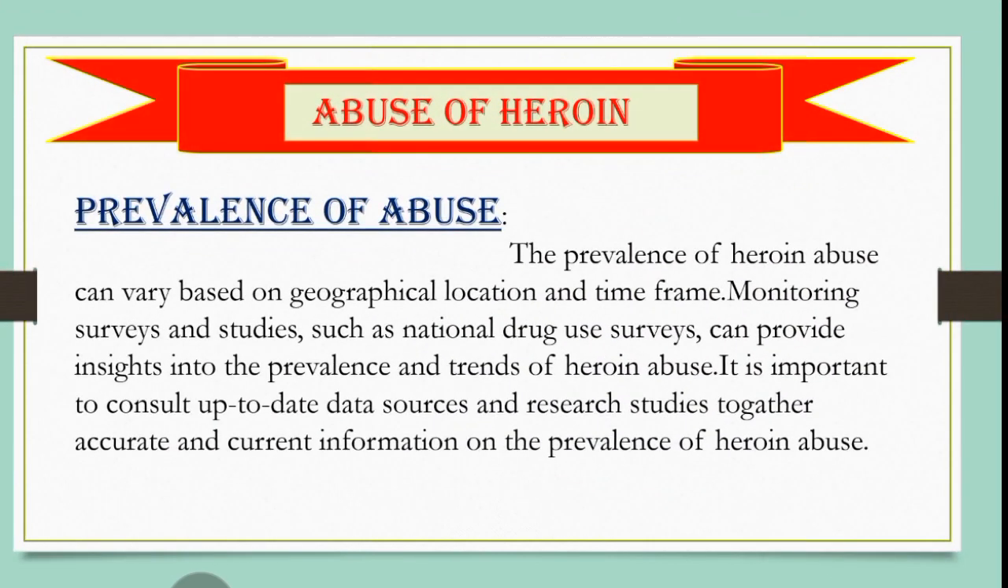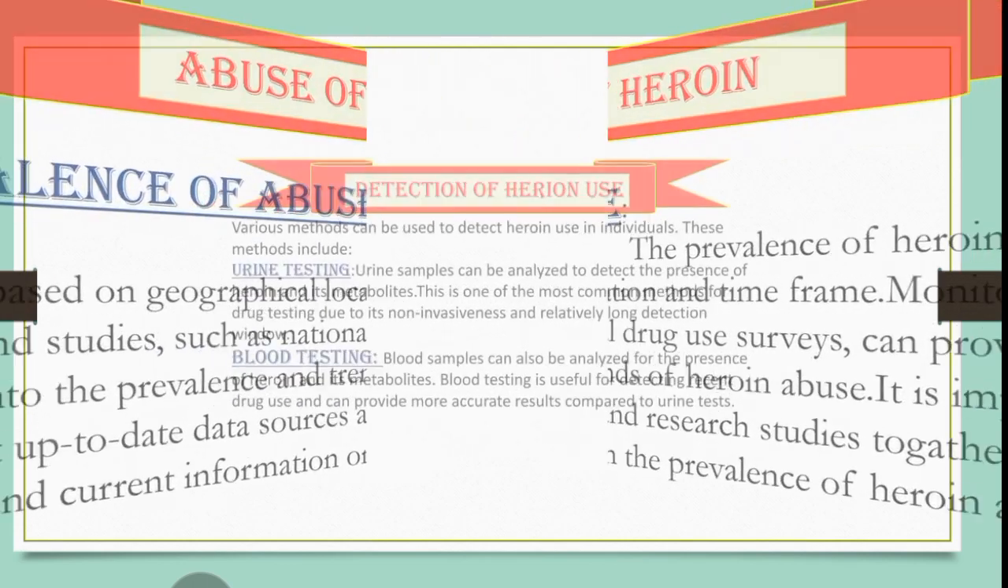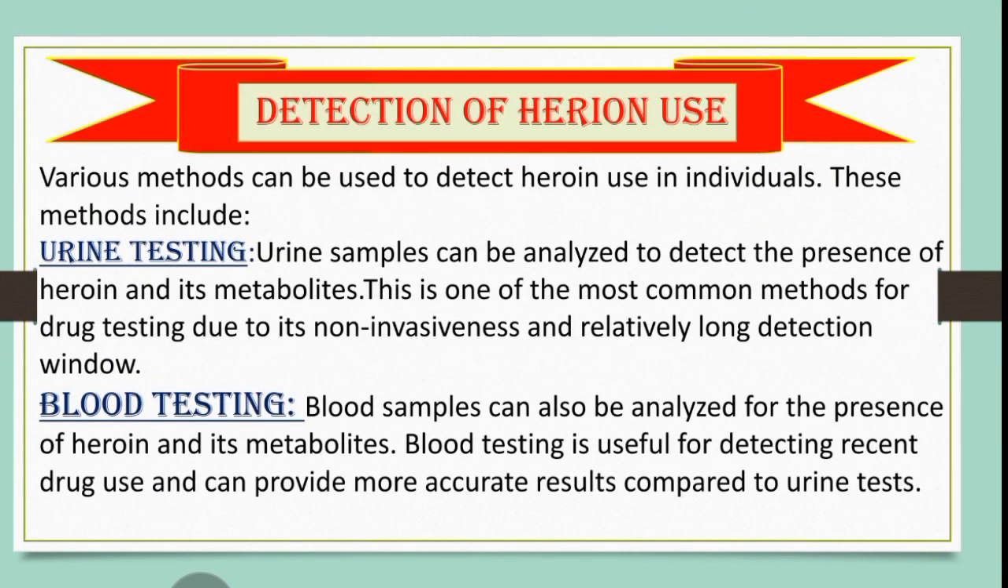Prevalence of abuse. The prevalence of heroin abuse can vary based on geographical location and time frame. Monitoring surveys and studies such as the National Drug Survey can provide insight into the prevalence and trend of heroin abuse. It is important to consult up-to-date data sources and research studies to gather accurate and current information on the prevalence of heroin abuse. Then we discuss detection of heroin use.